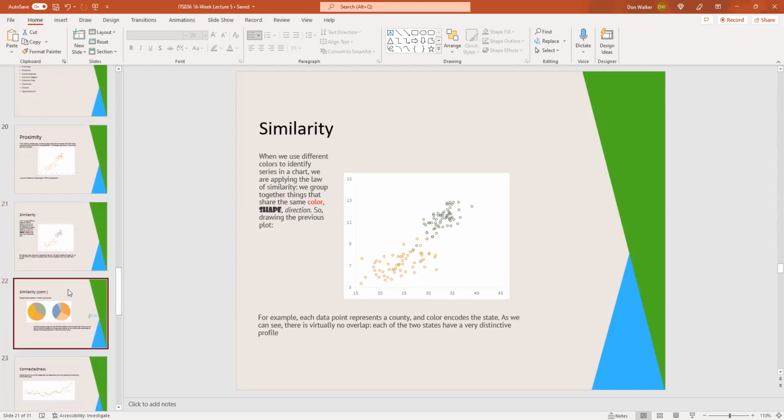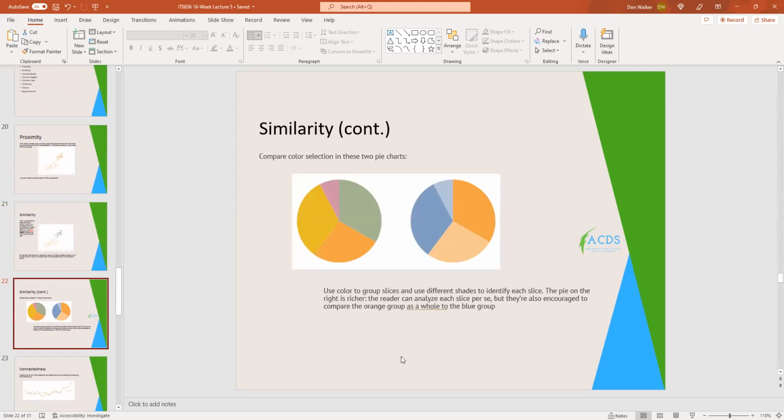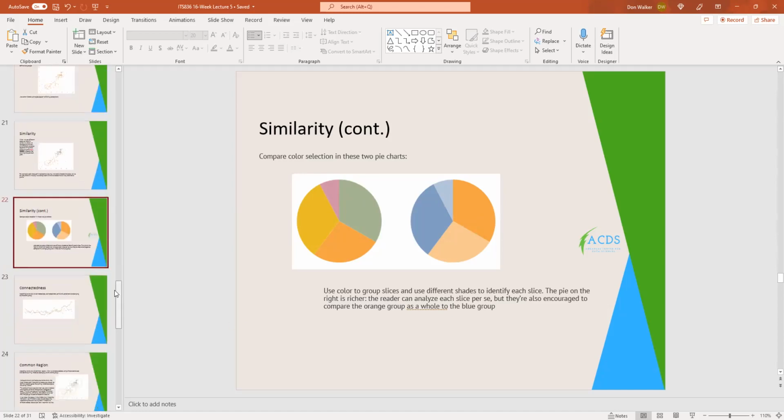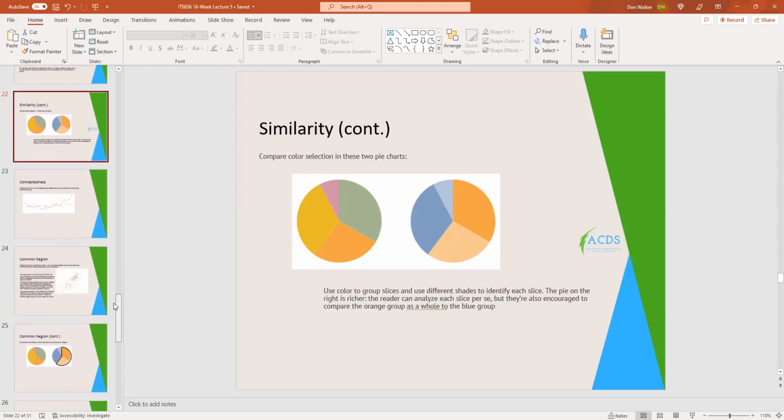And then here's another similarity. We assume on the right-hand pie that the two orange wedges are related and the two blue wedges on the left are related somehow. They are subcategories of the same thing. Whereas the pie chart on the left, you draw no such conclusion. They're so far apart in color that you don't see any similarity between the wedges. So it depends, when you choose your pie chart colors, that's something for you to keep in mind.